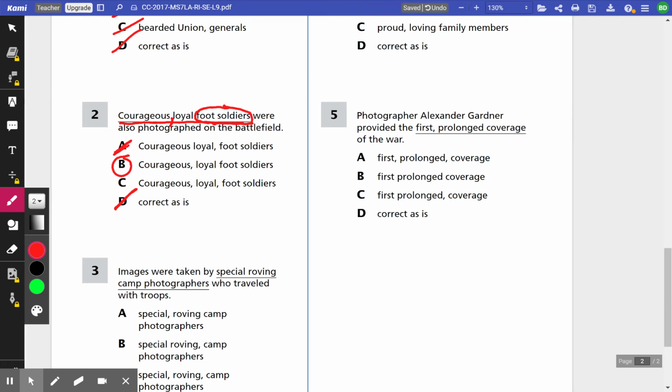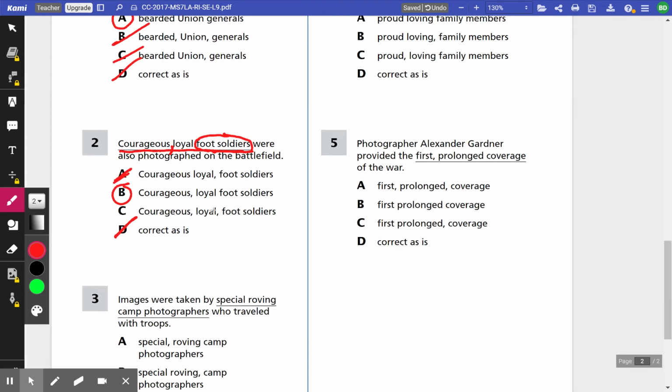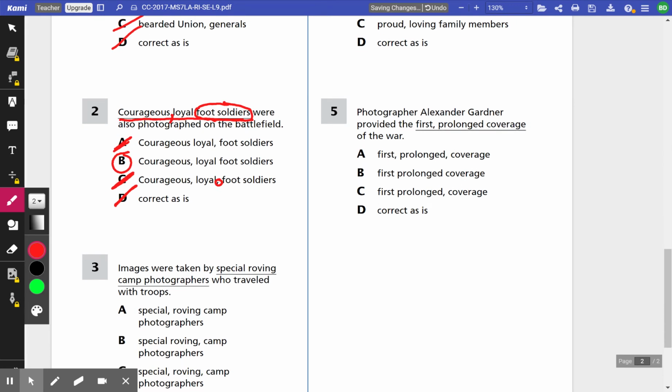So let's look at answer choice C. We've got a comma between "courageous" and "loyal," and then another comma between "loyal" and "foot soldiers." This one, errors all over the place, guys. We don't need this extra comma here, this extra comma. That's a pain in our foot, right? So we do not need that. So I'm going to cross out answer choice C. So the only one that works is answer choice B.